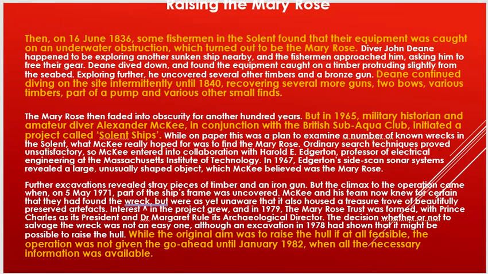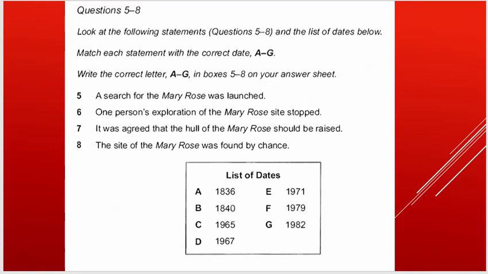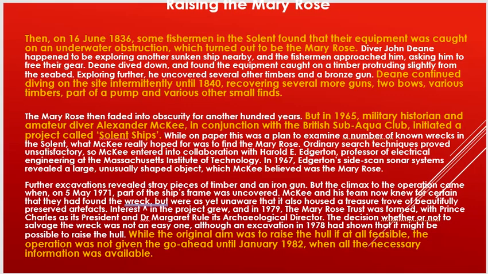Let's continue. Further excavations reveal stray pieces of timber and an iron gun. So right from the start they have been able to find pieces of timber. But the climax to the operation came on 5th May 1971. What happened in 1971? The part of a ship's frame was uncovered. Okay, something was uncovered, a part of a ship. Was it named as hull? No, right? So we cannot confirm the answer for the 7th one. And that too, it was not raised. Then let's see what happened further.